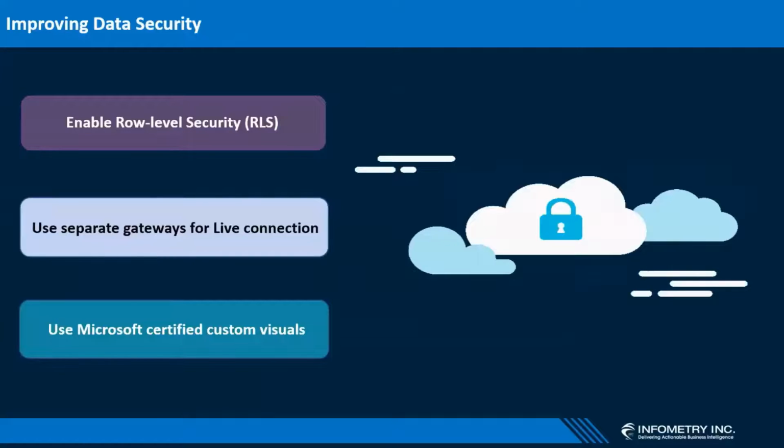For improving data security, we need to follow the below practices. First point is enable row level security. By enabling row level security, we can restrict the users to access certain rows in a data source. With row level security, Power BI imports only the data the user has access to see. So we can improve the data security in the dashboards by enabling the RLS concept.